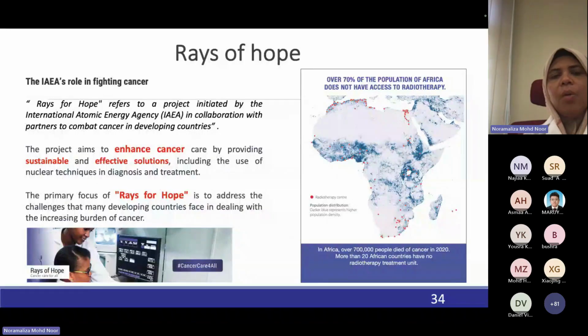And then after that, the IAEA is helping a lot through the Rays of Hope initiative in fighting cancer, where the aim is to enhance cancer care by providing sustainable and effective solutions. So the primary focus of Rays of Hope is to address the challenges that developing countries face in dealing with the increased burden of cancer.